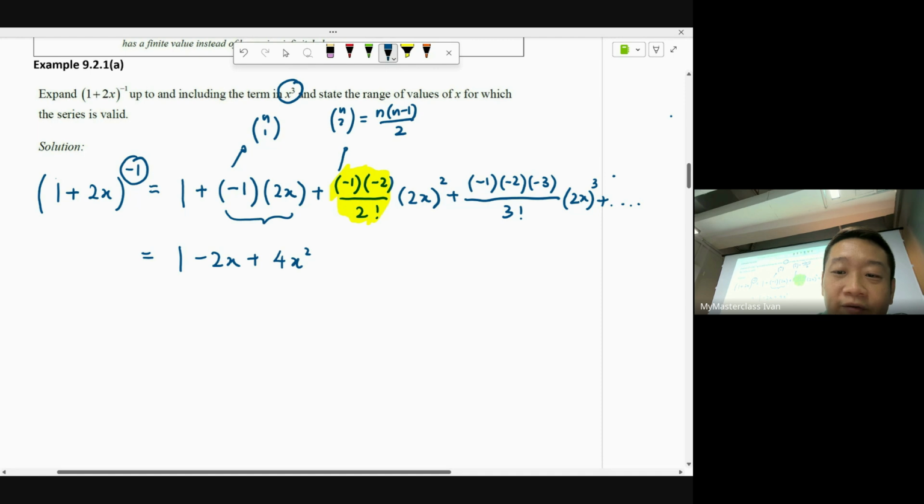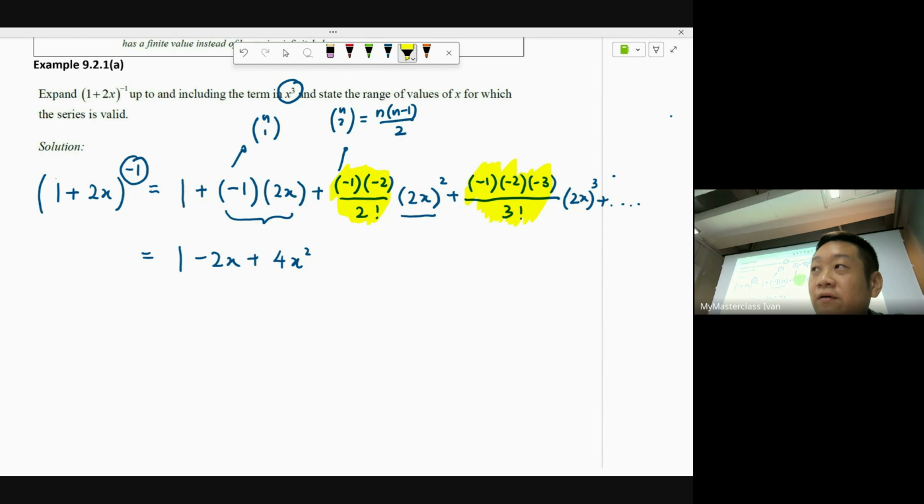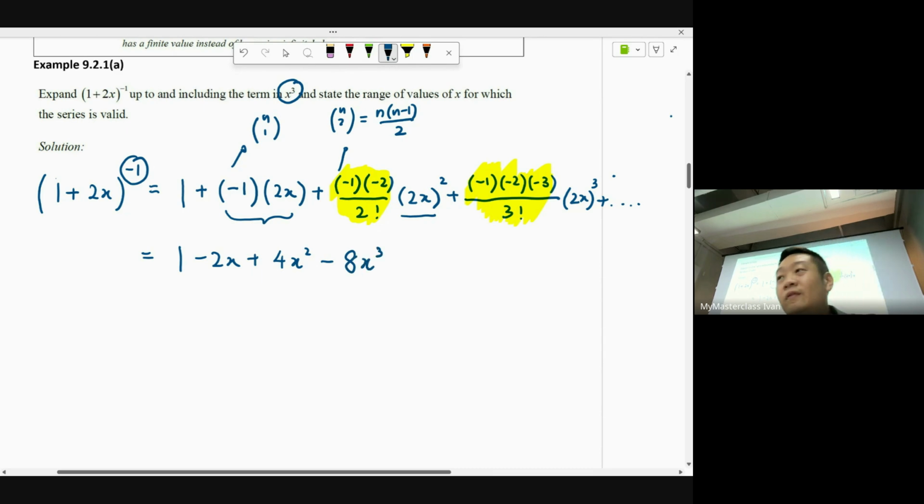Where does the 4x squared come from? Open up this one. So this thing over here is to tell you whether it is positive or negative. So is this positive or negative? Negative, correct. Negative 8x cubed. Okay? And so this is binomial, just like that, very easy.